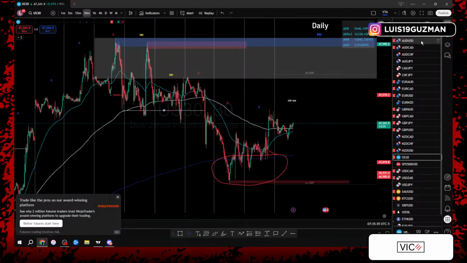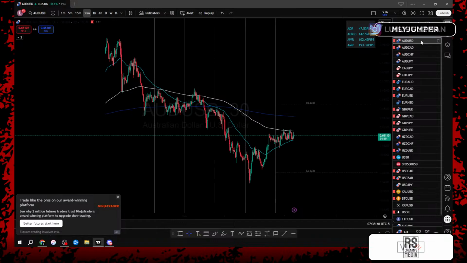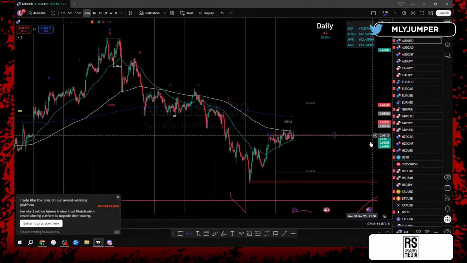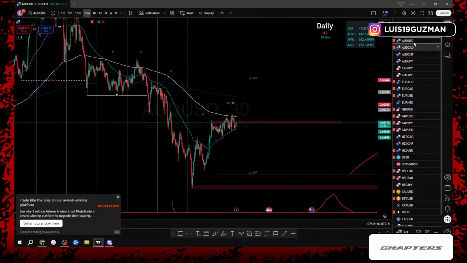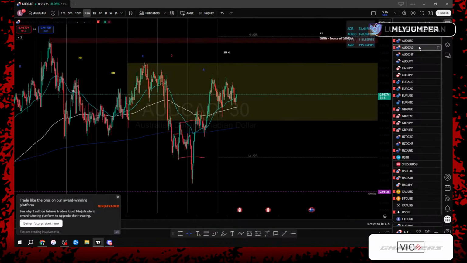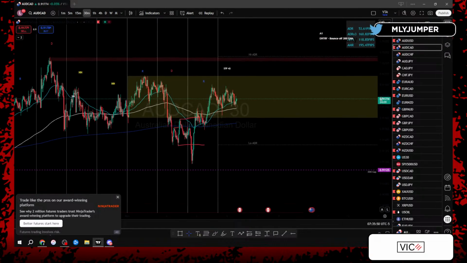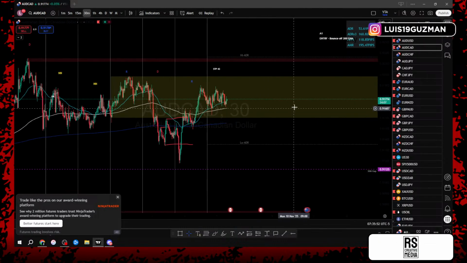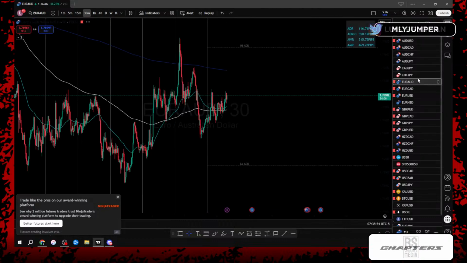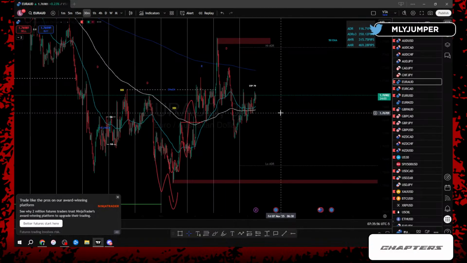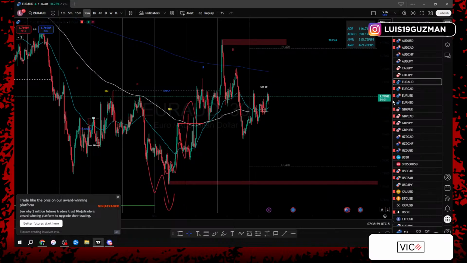Alright, so let's go through these pairs one by one. As I said, AUD USD still consolidating for the day, so we'll keep an eye on that one. AUD CAD still consolidating, we'll keep an eye on that one for the day. Euro AUD still sitting in the same position, we'll keep an eye on that.